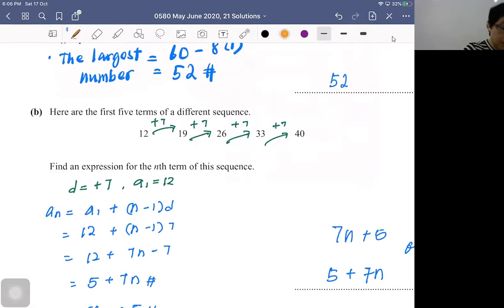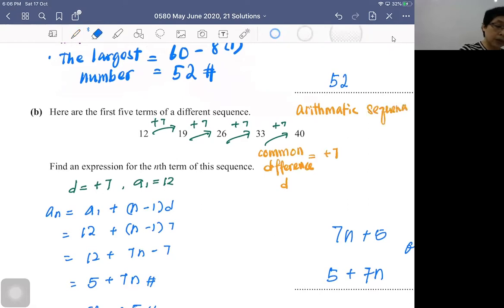The one that I put in green, the difference between each of them is +7, and that is what we call the common difference, and we note it as d. Now with the common difference, we call this an arithmetic sequence or series.